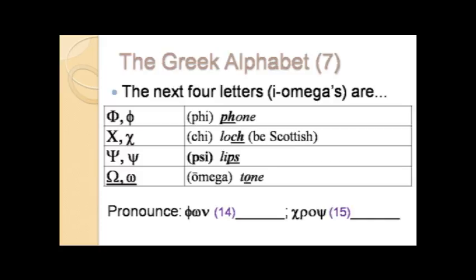Alright. The next four letters I call the E omegas. And that's because the first three end with an E sound, or an I sound if you wanted to use the short form of iota. But E omegas. And then the final one is omega. And that's actually the last letter of the alphabet. So we're almost done here. We just got four more to go.